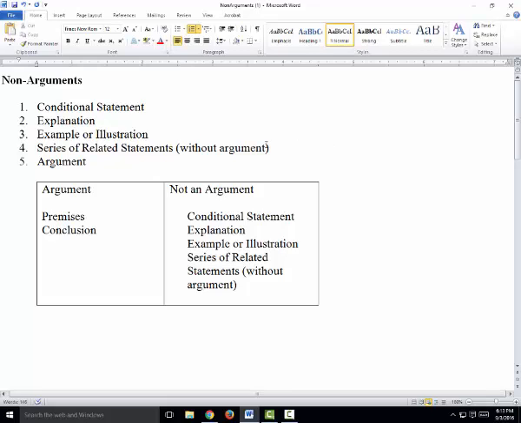Although, not always. Sometimes it might be immediately obvious to you that you have an example or illustration, or immediately obvious to you that you have a conditional statement or explanation or whatever. But in any case, as of now, we have 4 things that we want to distinguish from arguments.